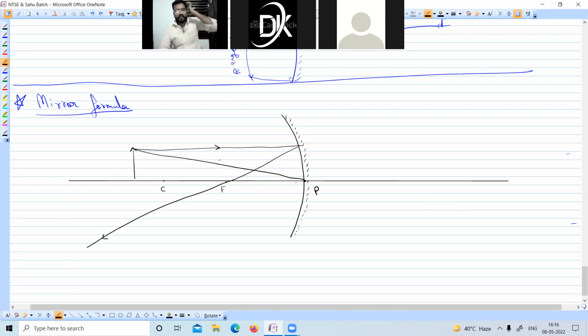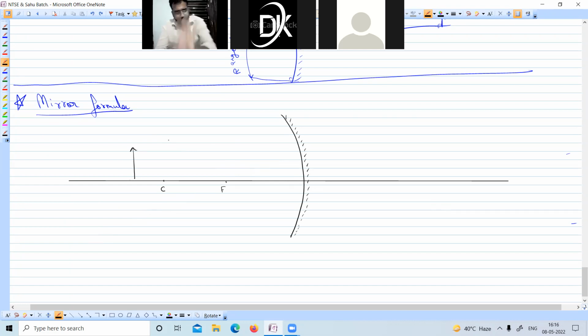But you tell me where is the image found before drawing this? Let us do the smart work which I was talking about. This is the situation. Clear? This is the image, real, diminished. We very well know first, if we know the location of the object, we know the location of the image.